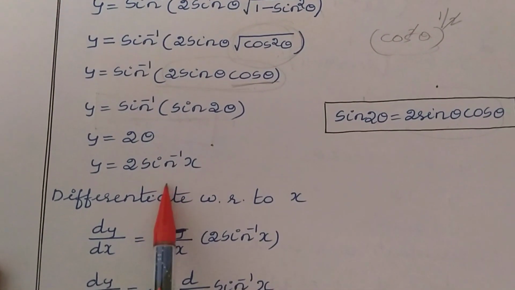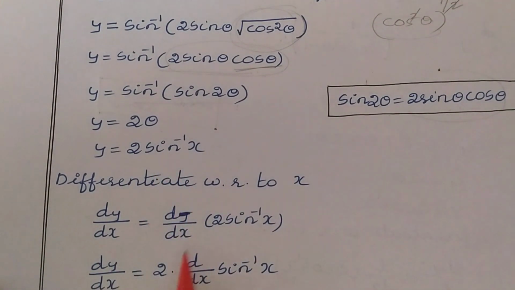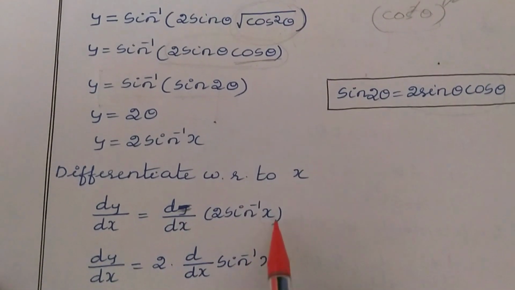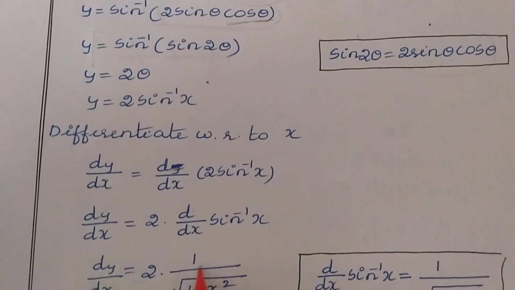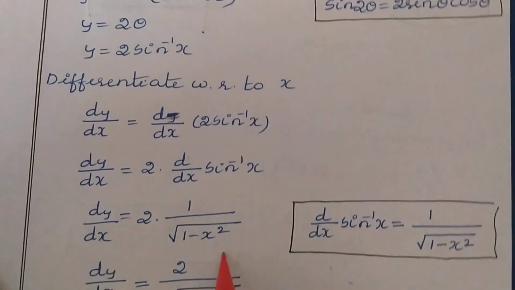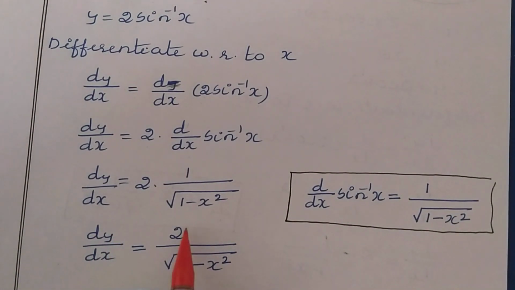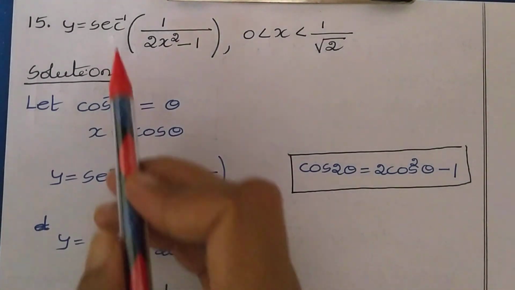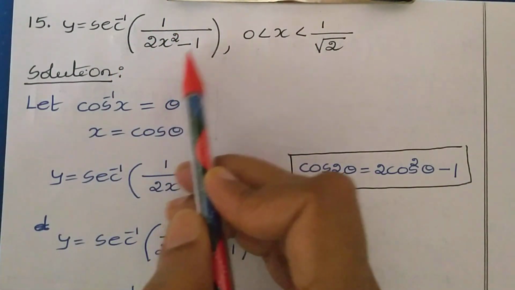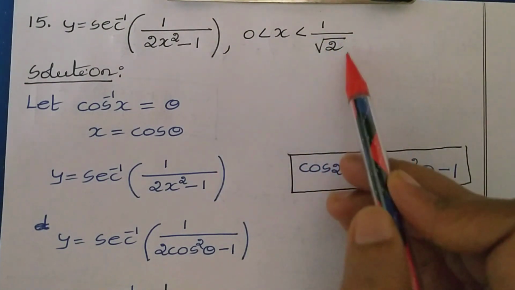Now differentiate this with respect to x. So we have dy by dx is equal to d by dx of 2 sine inverse x. Take this 2 out. Derivative of sine inverse x is 1 divided by square root of 1 minus x square. So here we get the final answer, dy by dx is equal to 2 divided by square root of 1 minus x square. Question number 15, y is equal to sec inverse of 1 divided by 2x square minus 1, 0 less than x less than 1 divided by square root of 2.